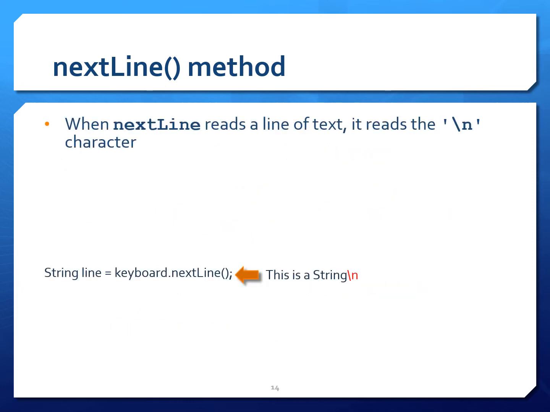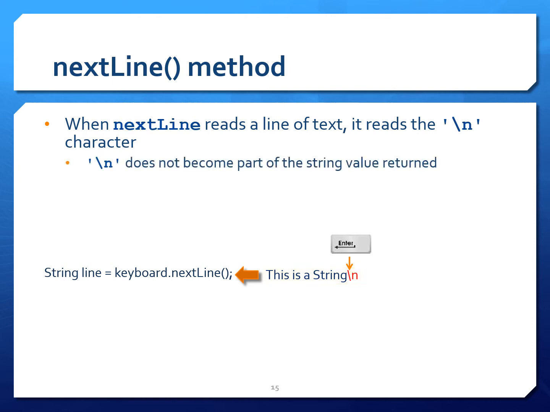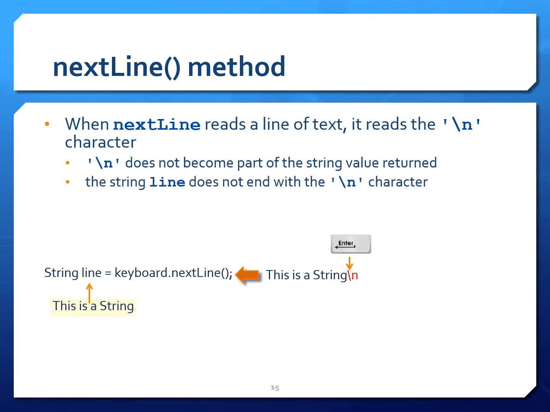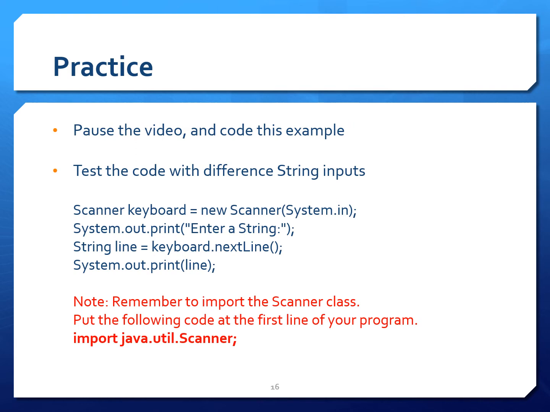When nextLine reads a line of text, it reads the \n character. \n does not become part of the string value returned. The string line does not end with the \n character. Practice time. Pause the video and code this example. Test the code with different string inputs.